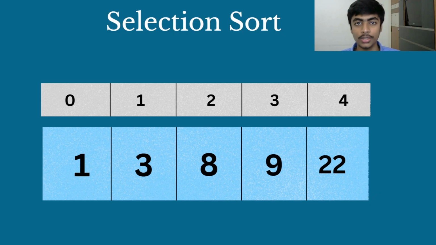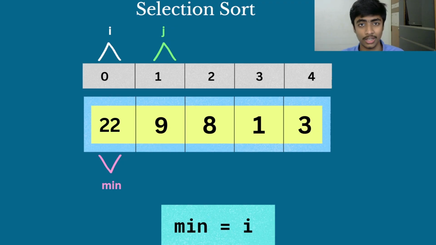How do we actually do this in a program using a for loop? So I have this array over here which has 5 elements: 22, 9, 8, 1 and 3. I have two iterators, i and j, and I have a variable called min, which basically stores the index of the lowest value in your array. Min is initially set to i because we don't know what's the lowest value. We're going to use the iterator j and the variable min to find that lowest value.